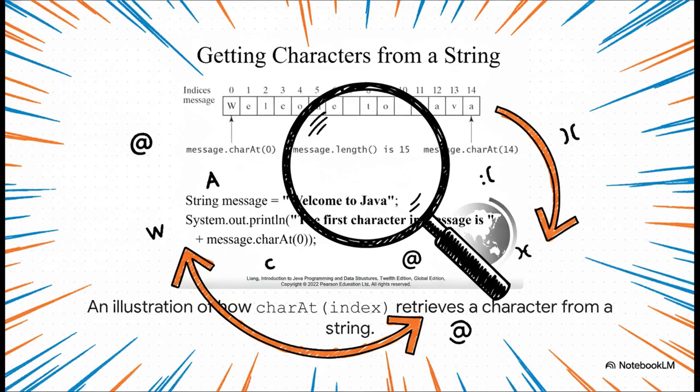Let's zoom in on charAt, because this is where beginners often get tripped up. Look at the phrase, "Welcome to Java." The length is 15 characters, right? But the indices, the positions, they start at 0. So message.charAt(0) gives you W, and message.charAt(14) gives you that final a. Always remember, Java indexing starts at 0.